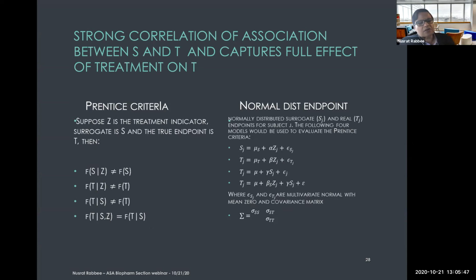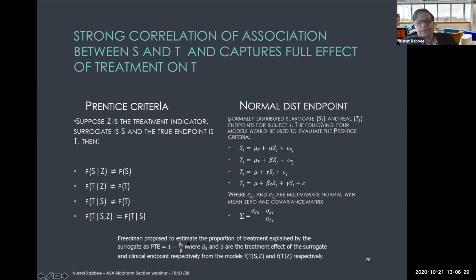You may be in a situation where the surrogate only partially explains the treatment effect. So these are the same ideas that I put in terms of a normally distributed surrogate that has a treatment impact. The true endpoint has a treatment impact. The true endpoint and the surrogate are associated. And then the true endpoint has now both treatment and surrogate. So this treatment effect, beta S, is what we're going to talk about.